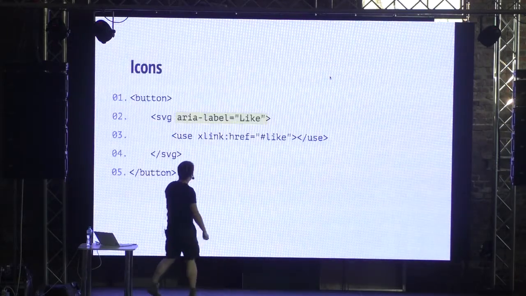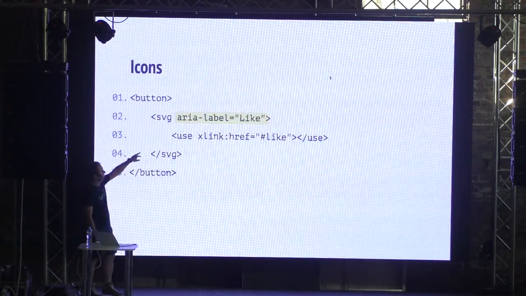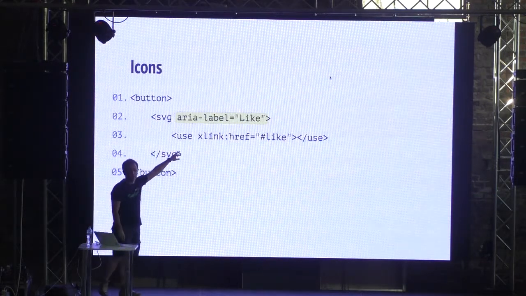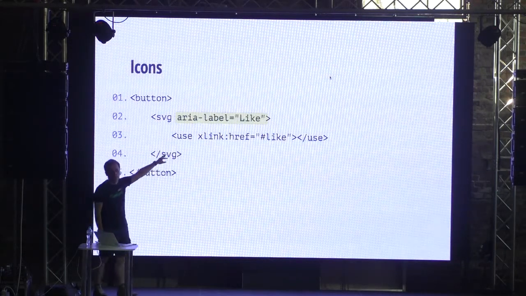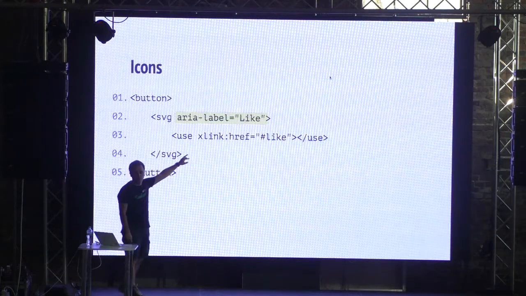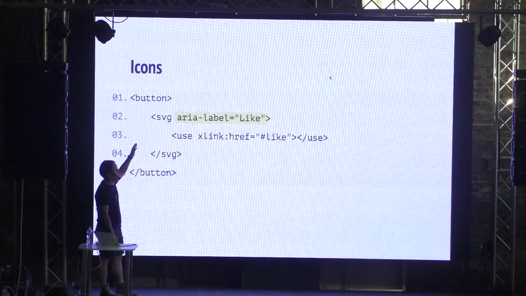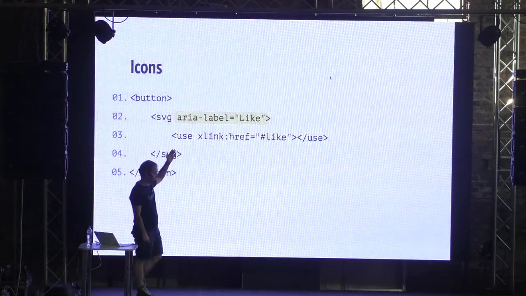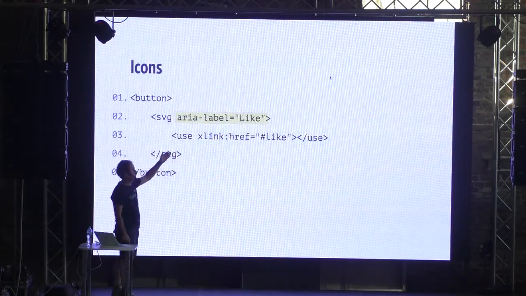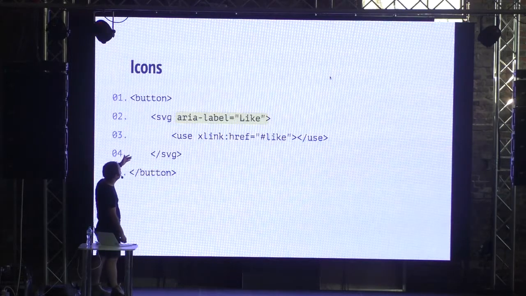And if you have empty button with some SVG inside of it, just add aria-label and actual label for this icon. And it will be accessible and available for all users that are using screen readers. They will understand that it's not just an empty button. It's a button with, and that's a button. Once you click it, you will like something. Typical Facebook case or something like this.